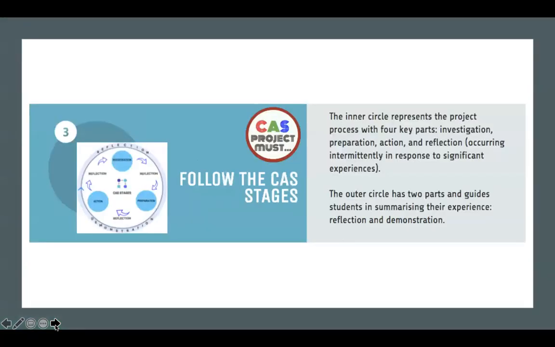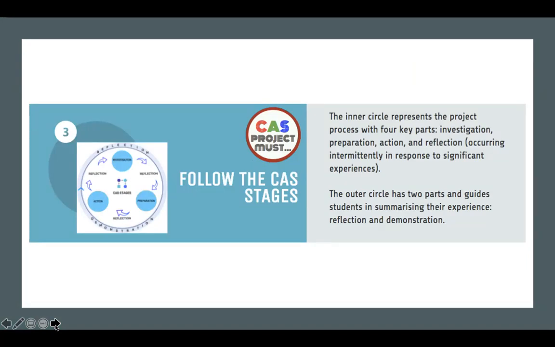It must follow the CAS stages, which we'll talk about a little bit more. This is what I am assessing you against. That you investigate the problem that you're going to be working on in your project, you prepare to do your project, you do preparation activities and research, you take action, and that you're reflecting in all of the steps of it.